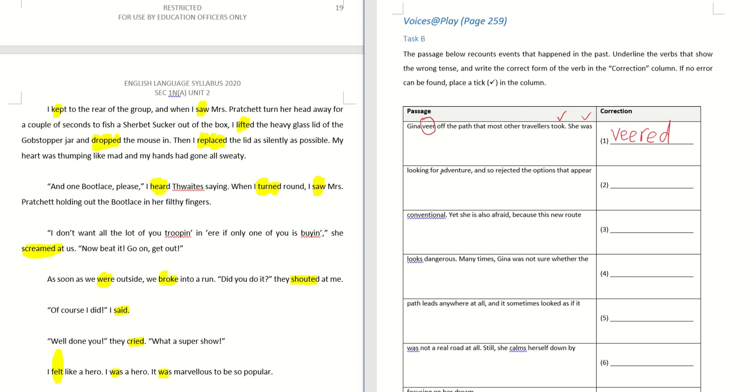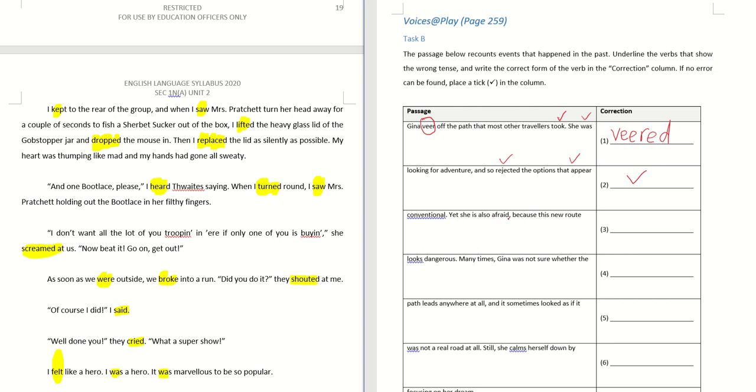Okay. Looking for adventure and so rejected the options that appear convention. No. Okay. So in this line, appear is not simple past. Why? Because before that there is rejected. Therefore, in terms of the choice of the tense, the second verb will be a base form, or in other words, infinitive. Okay, so in this line, I think it is correct.